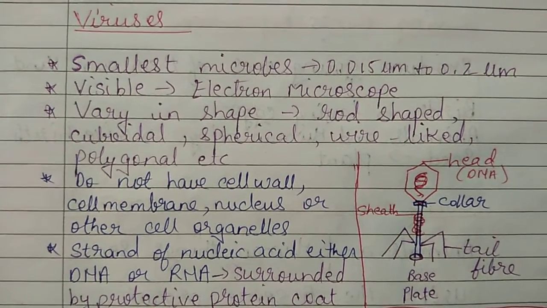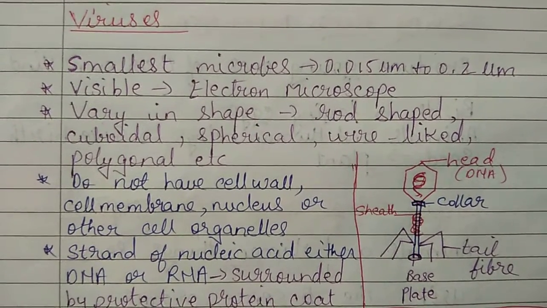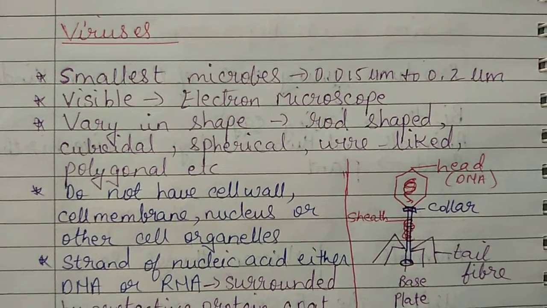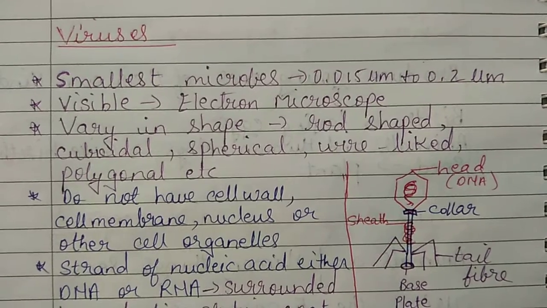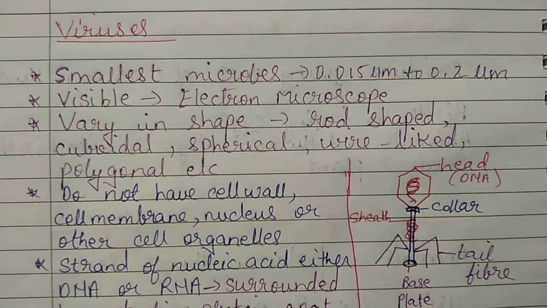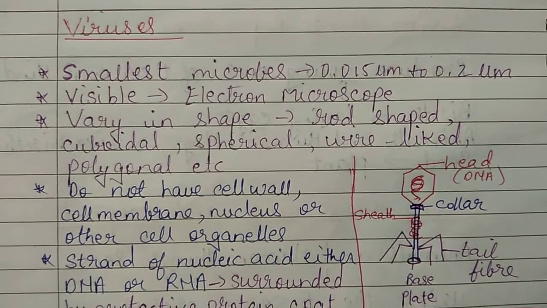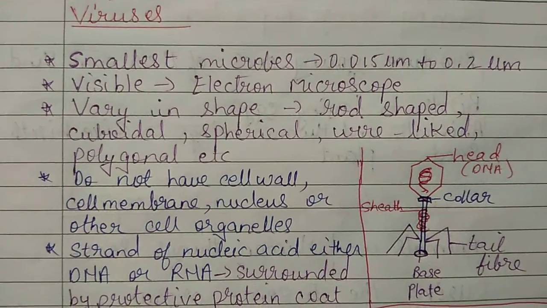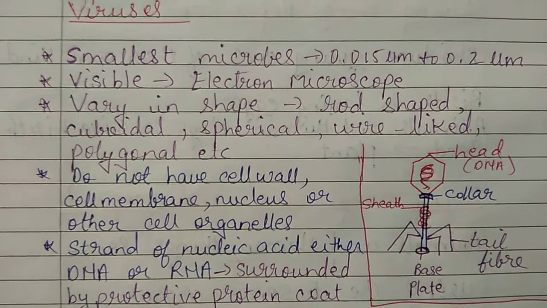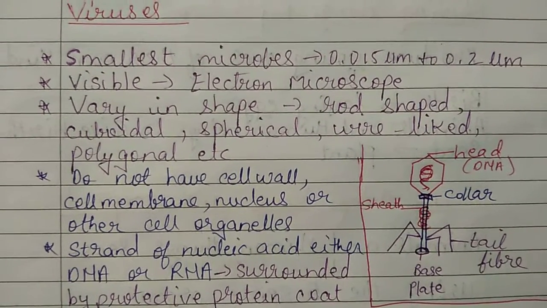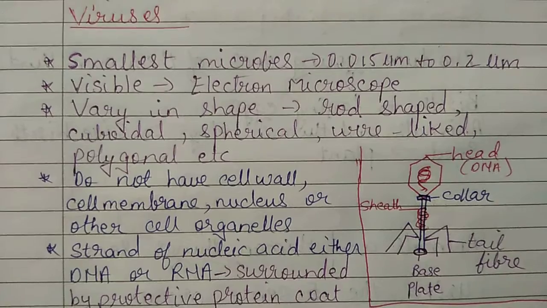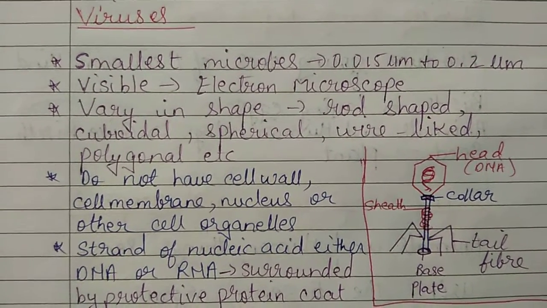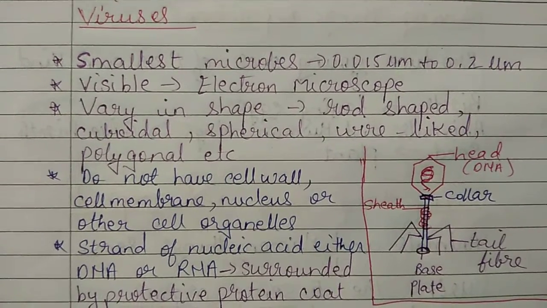Now, what are viruses? Viruses are the smallest microbes. Their size ranges from 0.015 micrometer to 0.2 micrometer. They are that small, and therefore they cannot be seen under an ordinary microscope. They need a high resolution microscope, which is the electron microscope, so that they can be viewed. They are visible only under the electron microscope because they are the smallest in size.